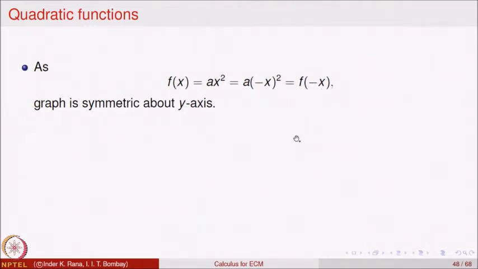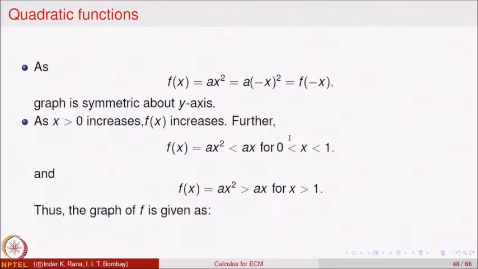So, this implies that the graph is symmetric around the y axis. If you change x to minus x, the value of y remains the same. So, if (x, y) is on the graph, then (minus x, y) is also on the graph of the function. So, that means it is symmetric, right. We are trying to get a picture of the function, a visualization.